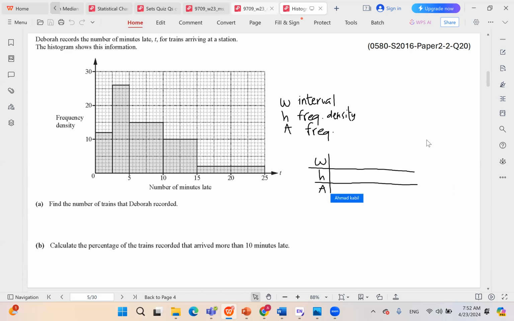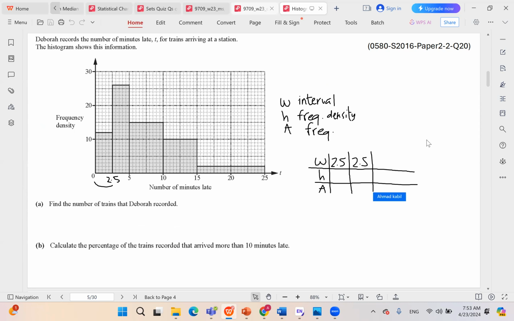So for the first bar, it goes from 0 to halfway between 0 and 5. So even without calculating boxes or anything, this is obviously 2.5. So the width here is 2.5, which is 2.5 minus 0, basically. So we have 2.5 here. And then for the second interval, we have 5 minus 2.5, which is 2.5 as well.